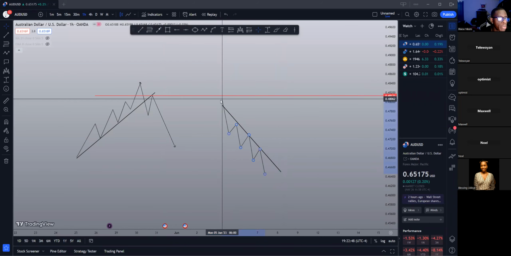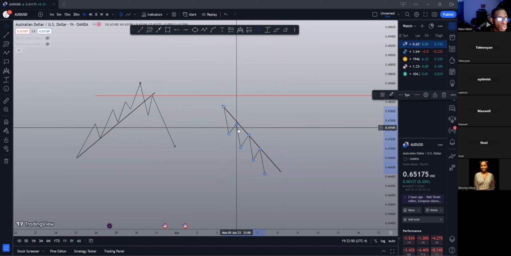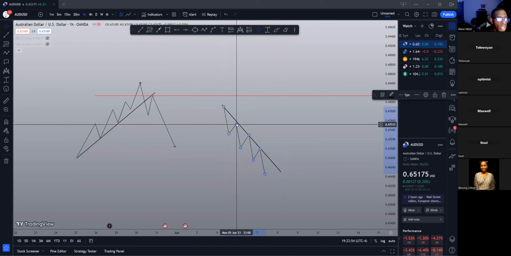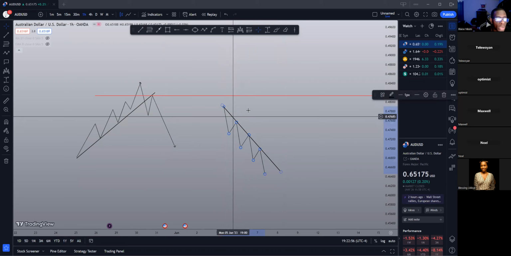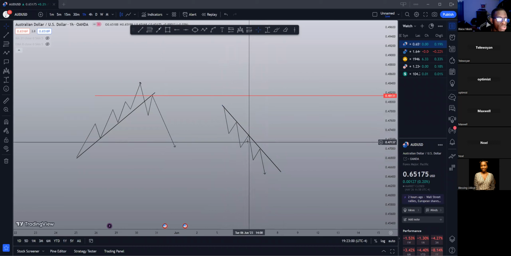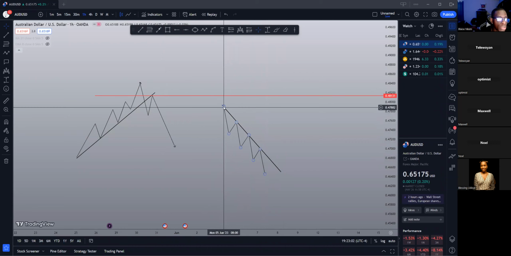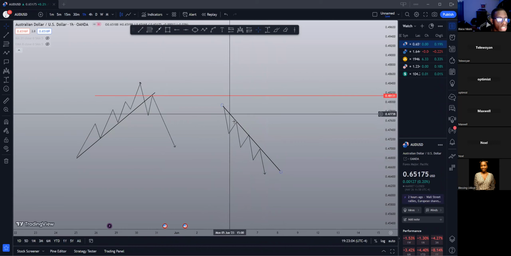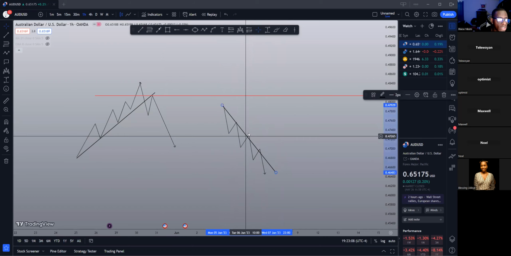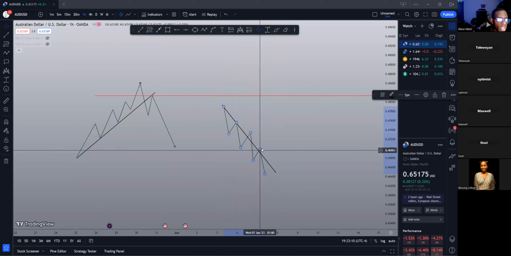So for me personally, what matters most for my trend line is my point A and my point B. Those are the two places that matter the most when I'm drawing my trend line. Everything else really doesn't matter. Point A is where I'm starting my trend line, and I'm choosing this place to be my point B, and I'm drawing it like this.